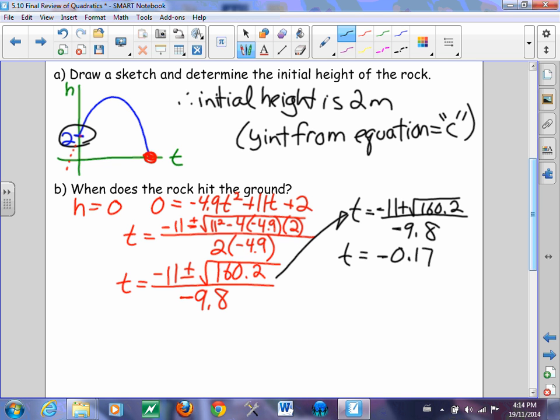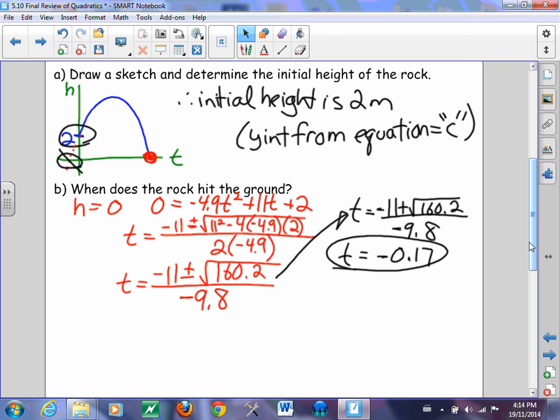That, folks, if we go back to our graph for a second, guys, that's going to be this one here. Are we worried about it? No, because it's negative. We're not worried about negative time. So you can circle it as your answer, but then cross it out because it's negative time, right? We're only interested after the ball is thrown, right?